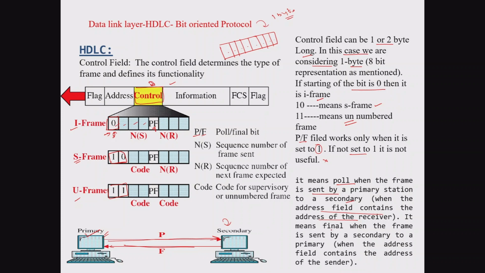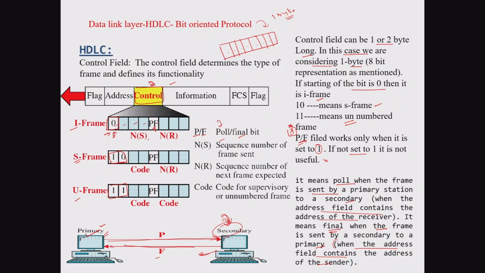Now final means that the frame is sent by the secondary to the primary, something like a final acknowledgement. It means the address field contains the address of the sender. If the address field contains the address of the primary, then it is called final. Remember, only if it is set to 1 will this function be activated, otherwise there is no significance of the poll or the final. Poll means you are going to perform the selecting operation.